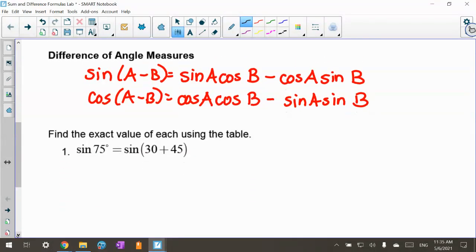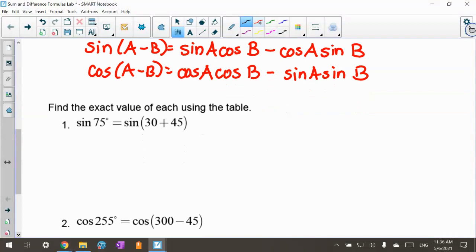So let's look at this one. This is what I mean. It says find the exact value of each using the table. So they want me to find the exact value of the sine of 75 degrees. In my calculator, if I put the sine of 75 degrees, I get 0.965926. That is the sine of 75 degrees, but it's not the exact value.